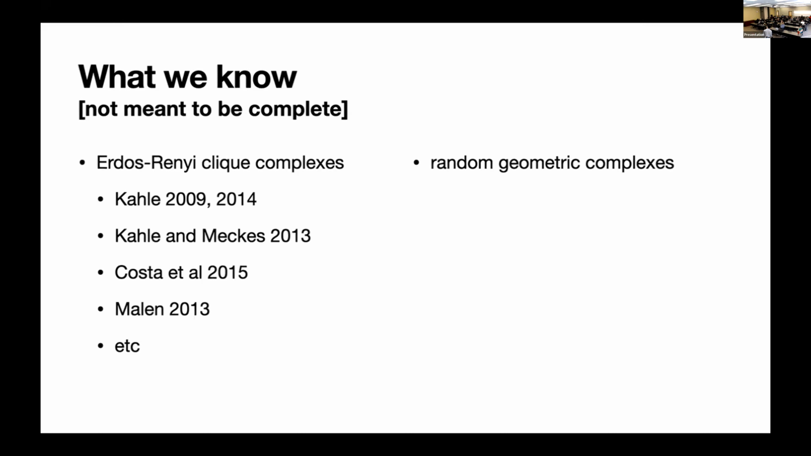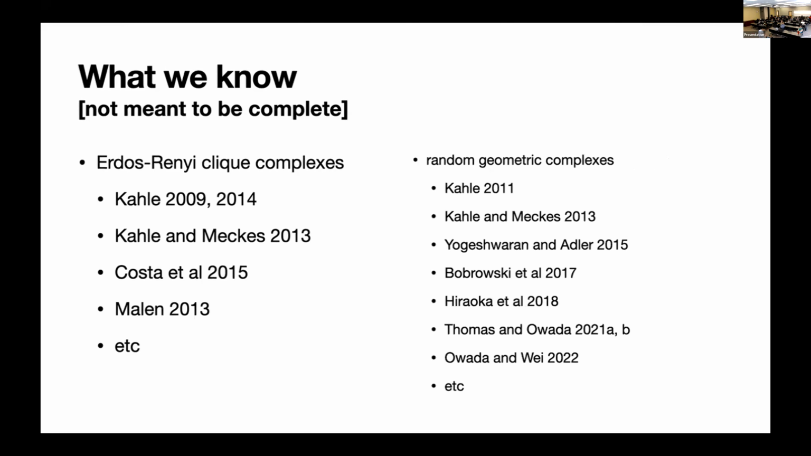We can also say a lot about random geometric complexes, which arise very often in TDA applications. Again, we know quite a lot. McHale, Meckes, Jorgenschauer, and Adler have some results about the Betti numbers, both the expectation and the limiting distributions. We know quite a lot about the persistence diagram and persistence as well.